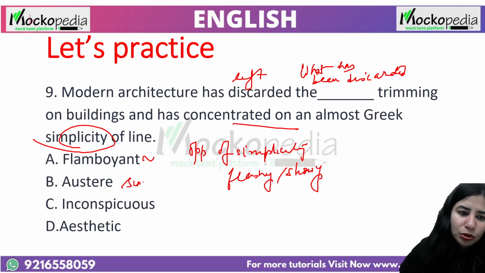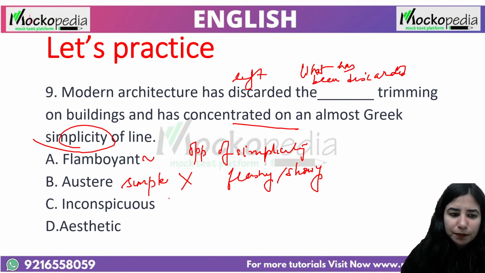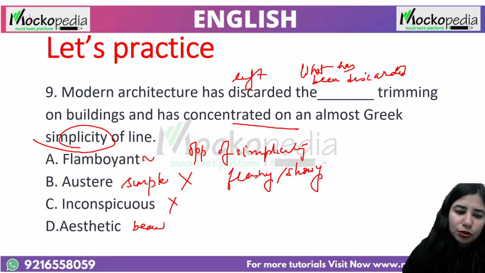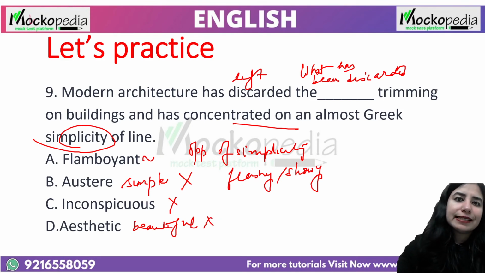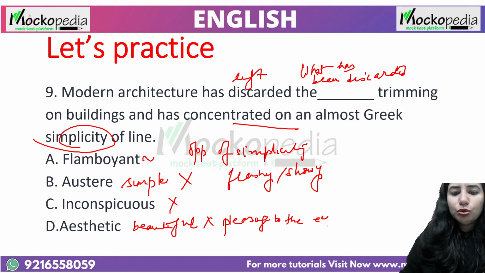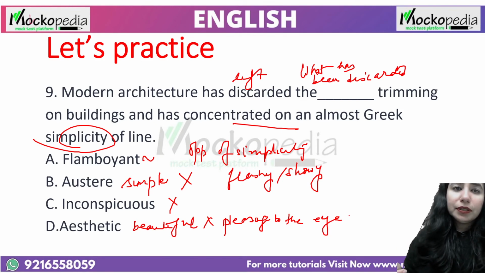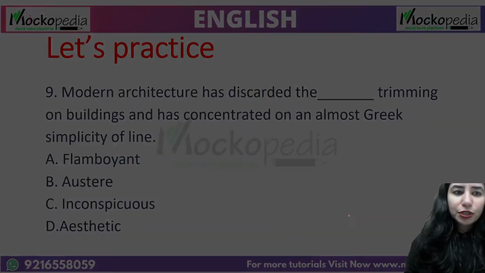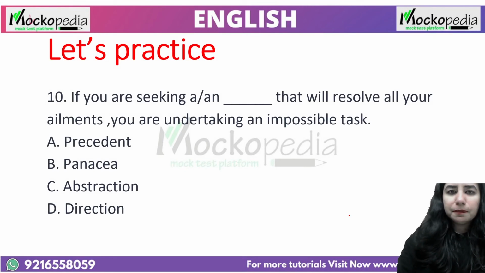Austere is simple, so this would not be the right answer. Inconspicuous is something that you cannot see, so that also goes. Aesthetic is beautiful, so something which is simple doesn't mean that it's not beautiful. So don't get into this. This is a trap answer choice. So aesthetic is something which is beautiful, something which is visibly appealing, pleasing to the eye, right? So you say you have got a good aesthetic sense. People who have beautiful houses, or who would pick great sceneries. So we would usually say that you have a good aesthetic sense, right? So let's move to the next question. Try this, and then we are going to discuss.